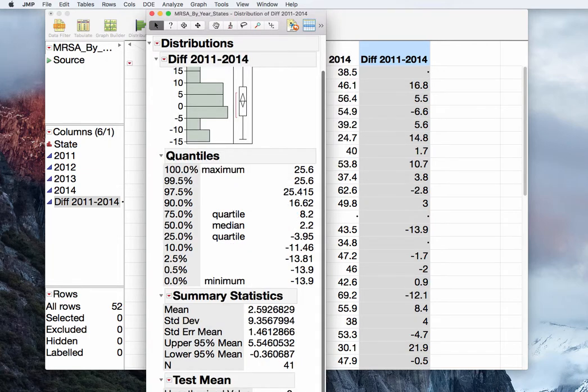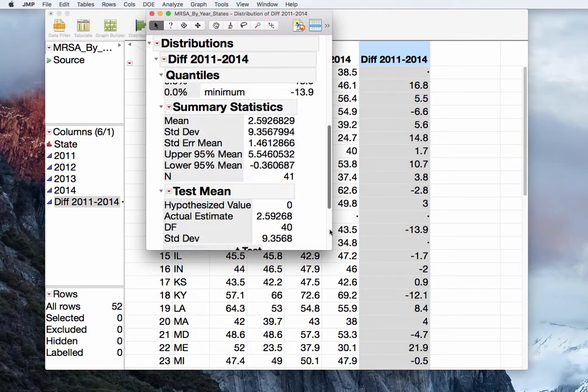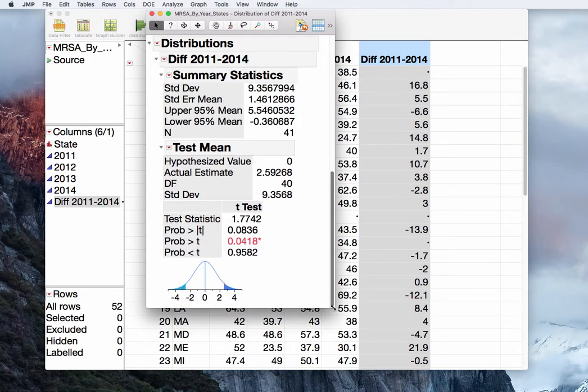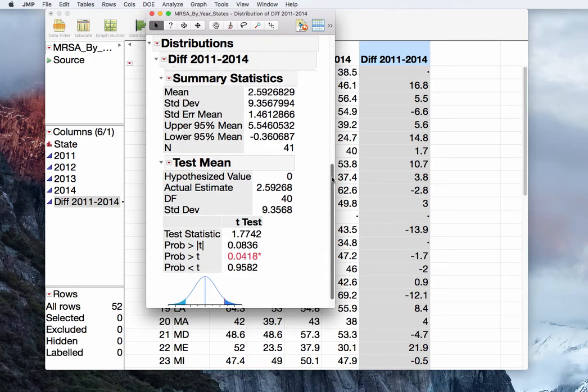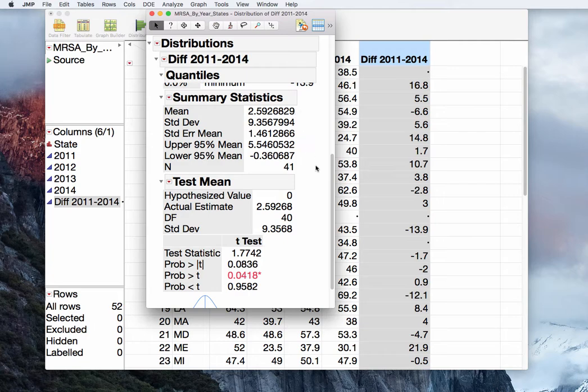JMP will bring up your t-test results here. You can see that it's testing the mean to 0. This is our observed difference. Here's our mean difference, and here's our actual estimate. We have 40 degrees of freedom. We're doing one estimate here for the mean difference, which means we've used up 1 degree of freedom.